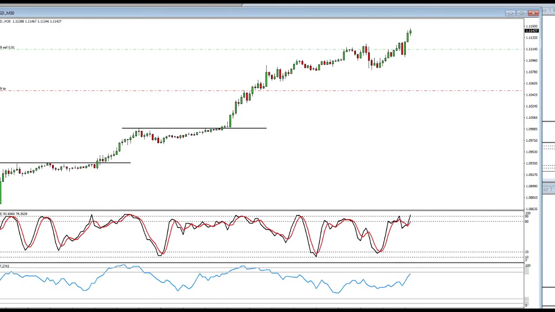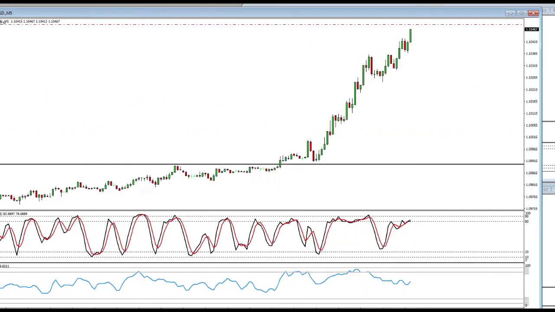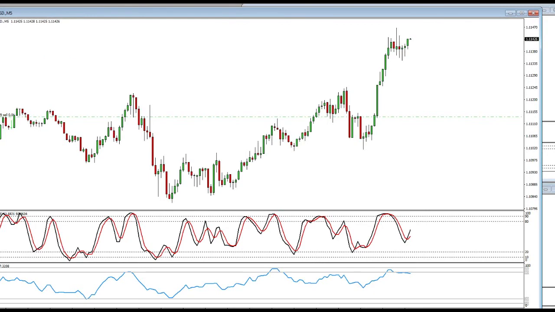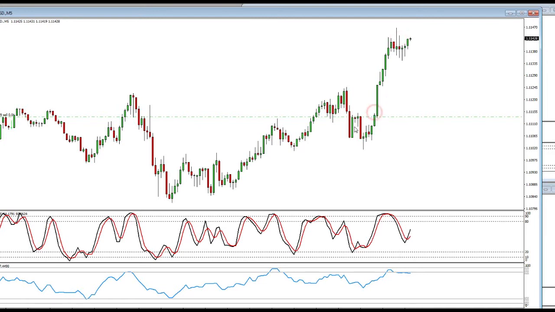So if you have a look on the 15-minute here, you've basically got quite a good surge going into, I should just double check the time. Yeah, it's sort of going into the mid-morning of the US trade session. So that has caused quite a bullish move.